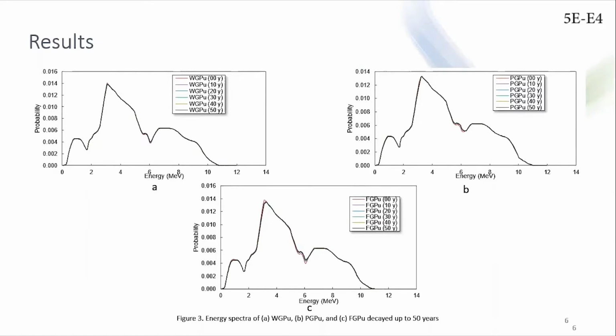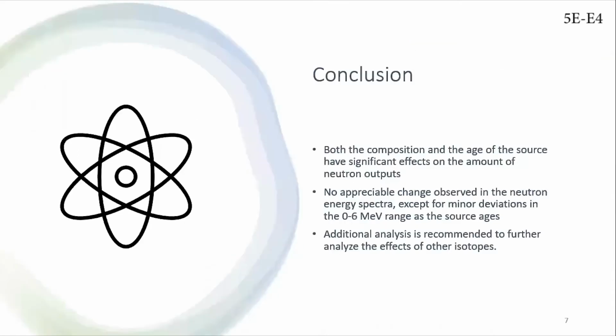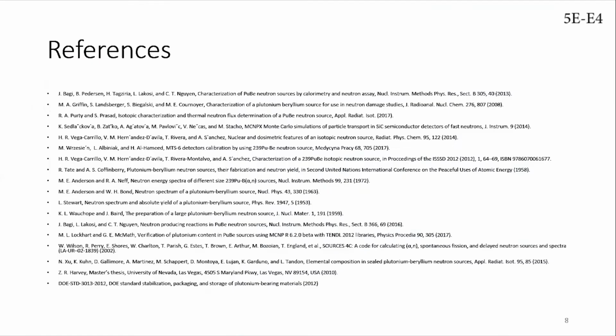However, the energy spectra only showed minor deviations in the 0 to 6 MeV range as the source ages. In conclusion, both the composition and the age of the source have significant effects on the amount of neutron outputs. However, no appreciable change was observed in the neutron energy spectra.